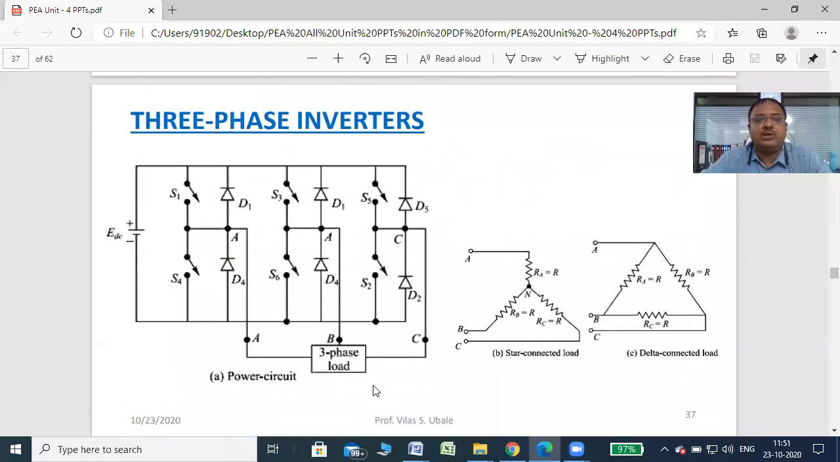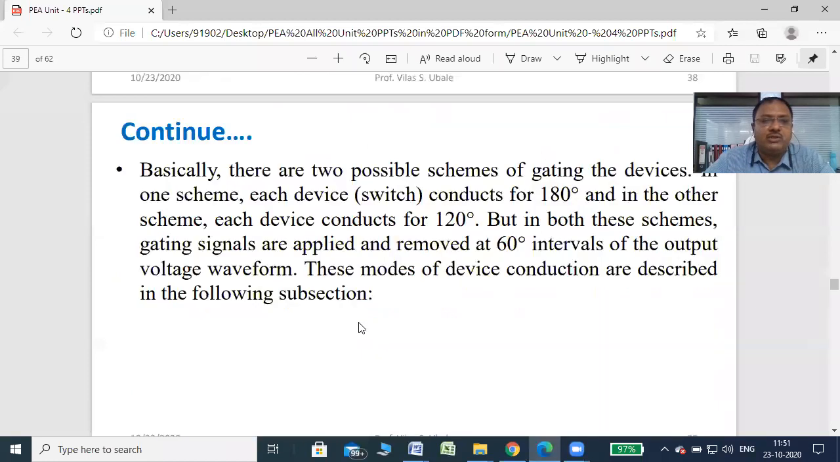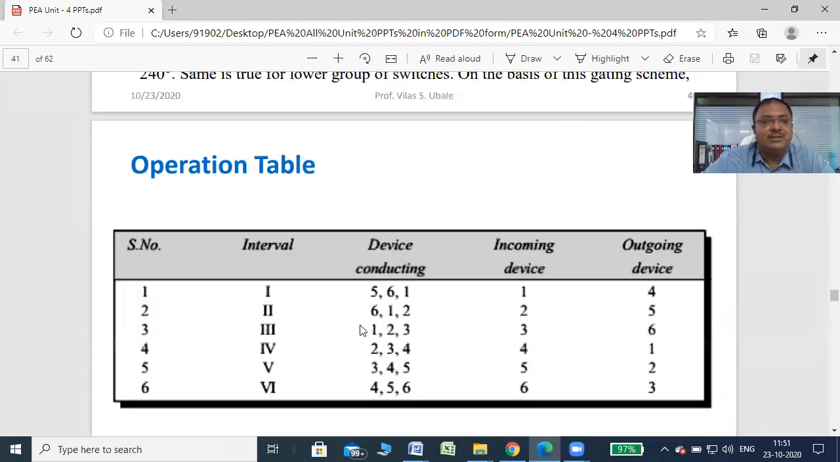So, the three-phase inverter we started in the last lecture. The working of this three-phase inverter, we have already discussed with the help of this operation table and its waveform with its equivalent circuit for a balanced R load.